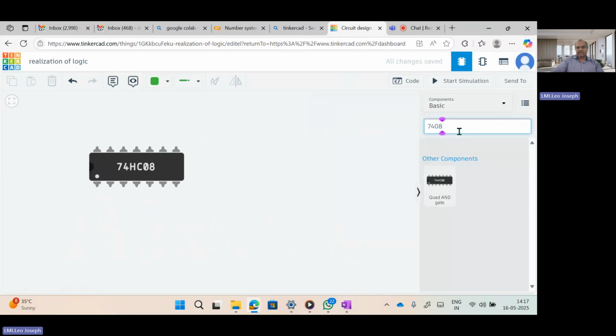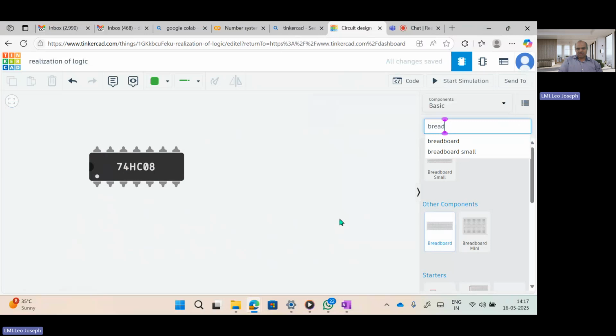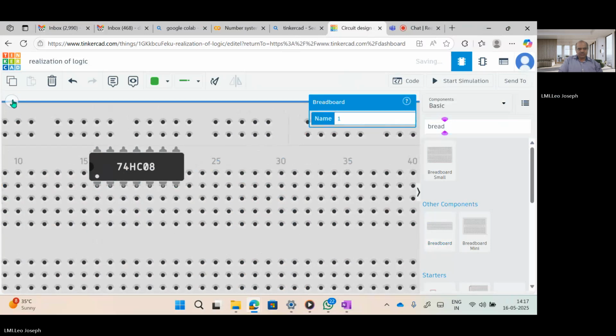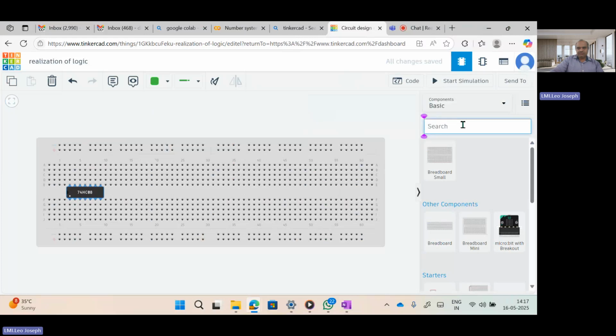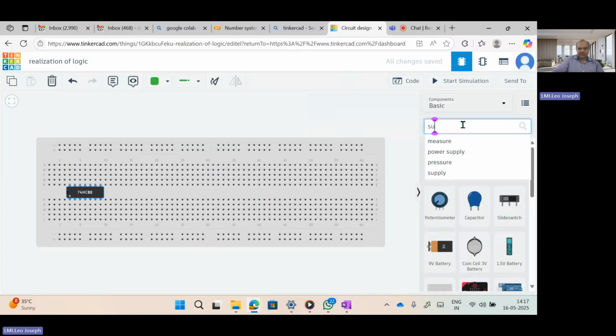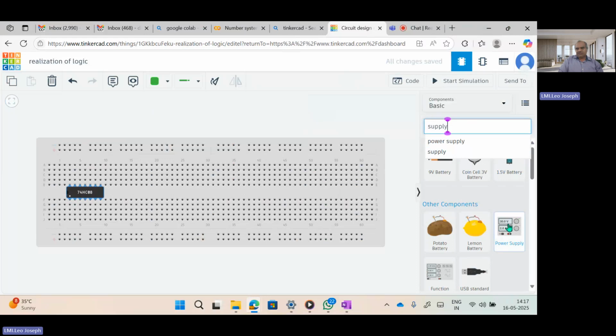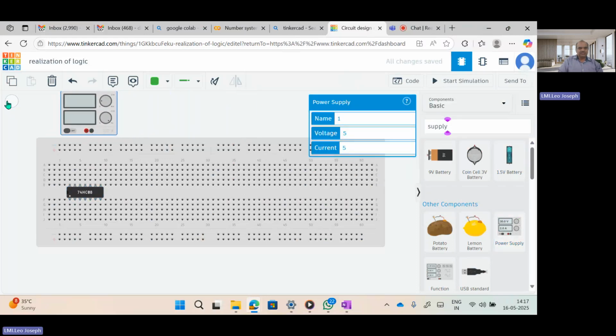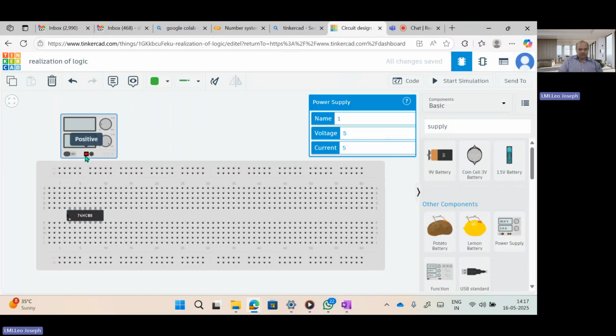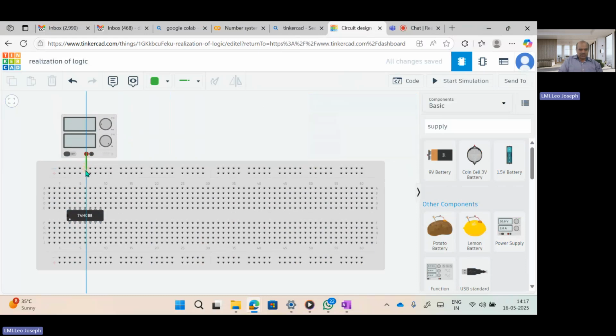For doing this thing, I need a breadboard. So I am taking a breadboard out. Okay. And then I am going to fix the IC. Already I have explained how to fix the IC. And then for activating this, I need one power supply. For that, I am typing the word supply so that I will get one power supply here. How to connect this power supply, you all know. So from here, I will take one wire and give it to the positive terminal.